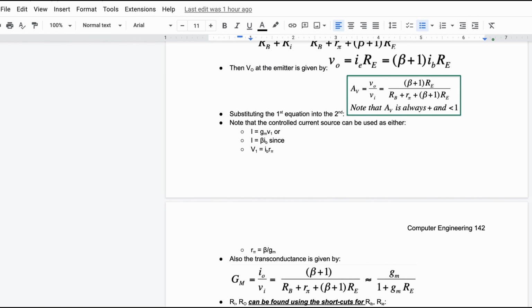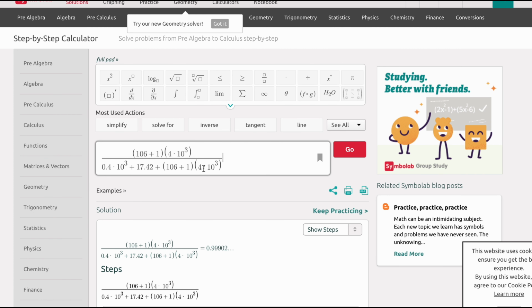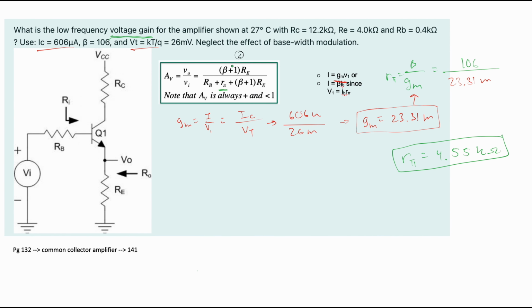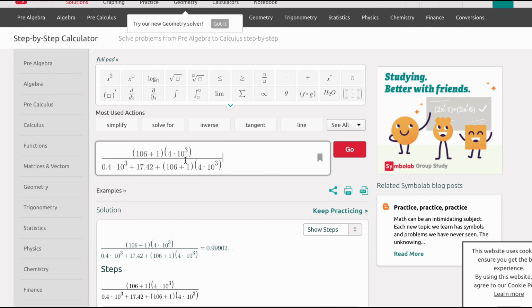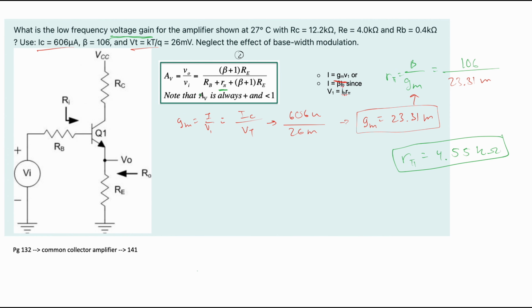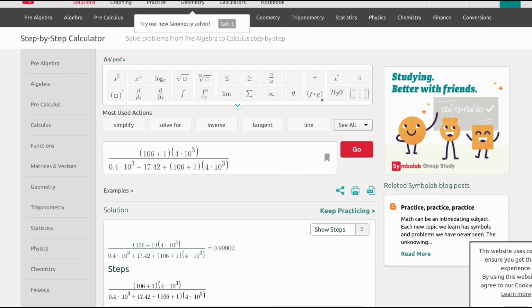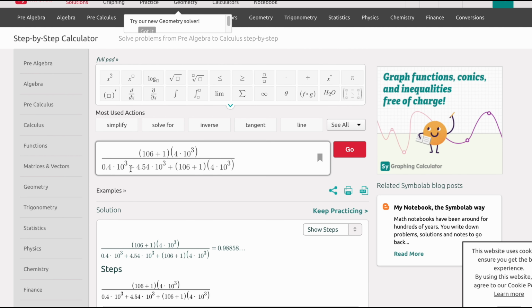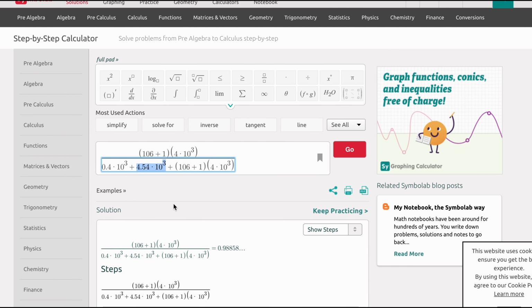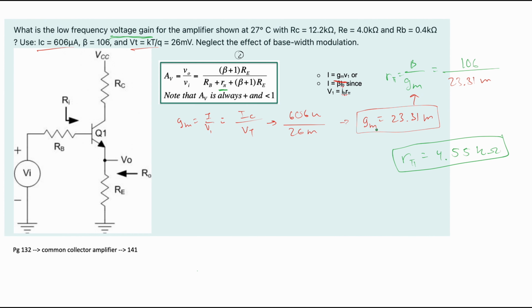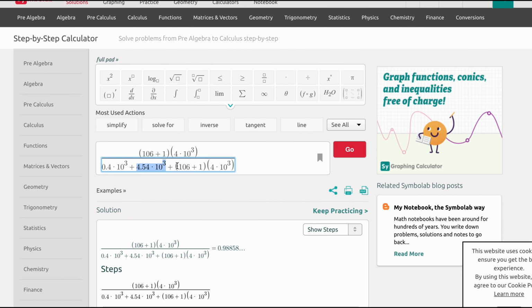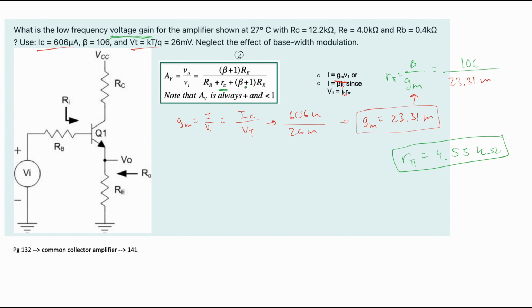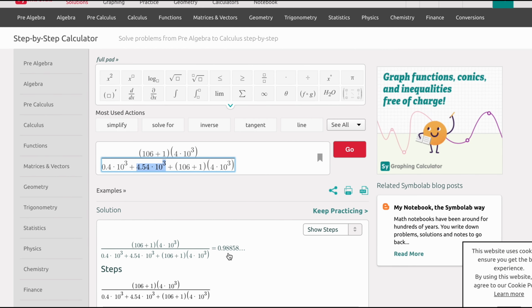So now if we take this and plug it into a calculator, we're plugging in all our values right into this top part right here. We have our beta as 106, our RE is 4 kilos, so that's 10 cubed. Our RB is given to us here as 0.4 kilos, so it's going to be right here. And then we have our R pi, and I actually made a mistake that I just corrected right here. This should be 4.54 times 10 cubed. This is our R pi that we're plugging in here, and then we have our beta plus 1, and then our RE.